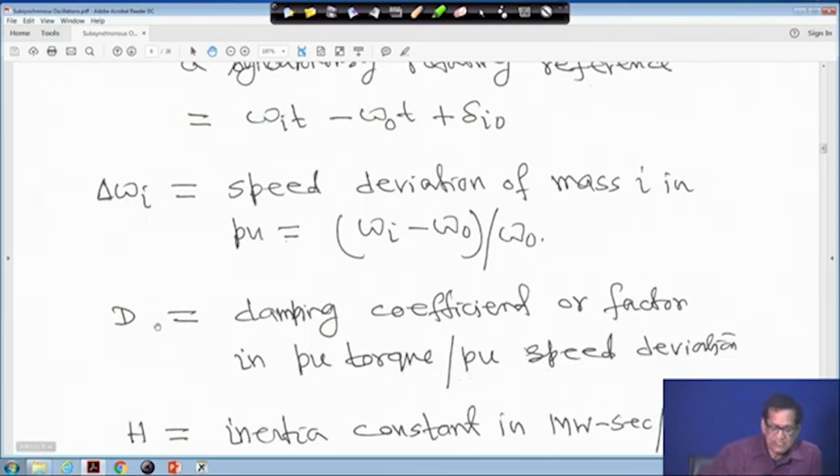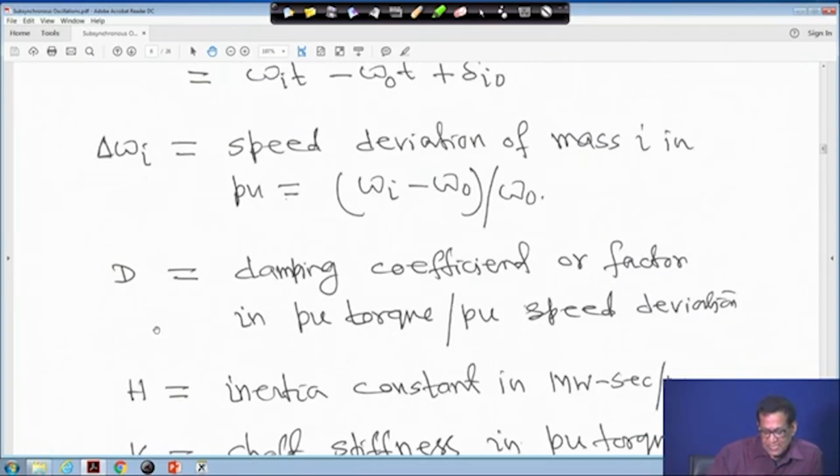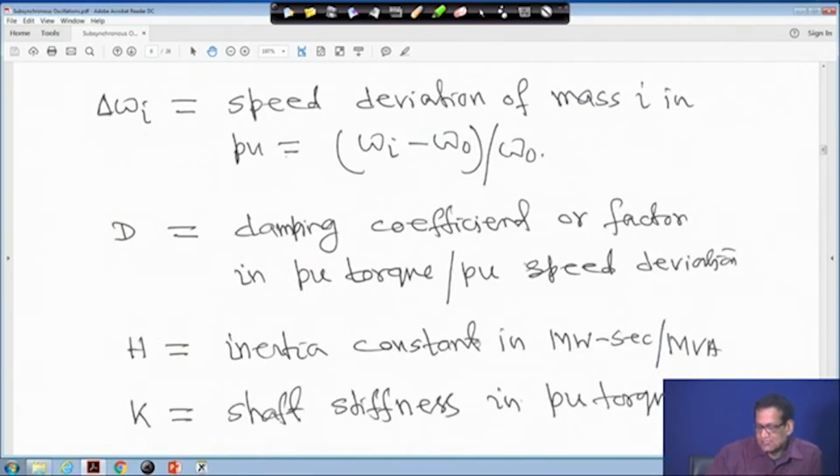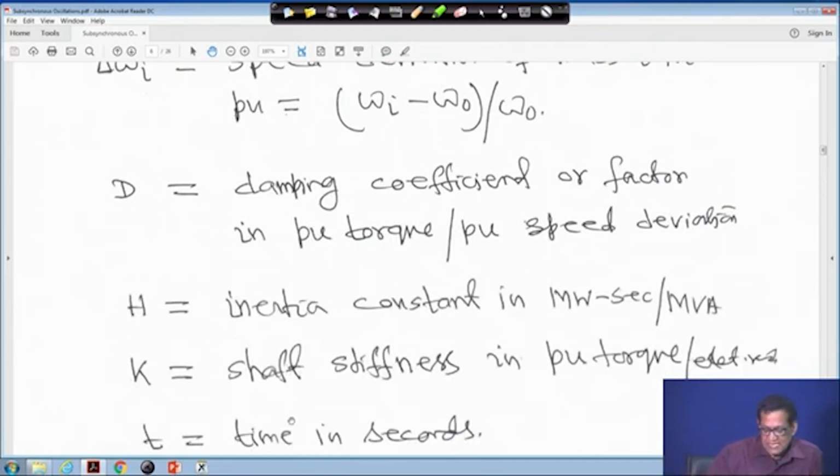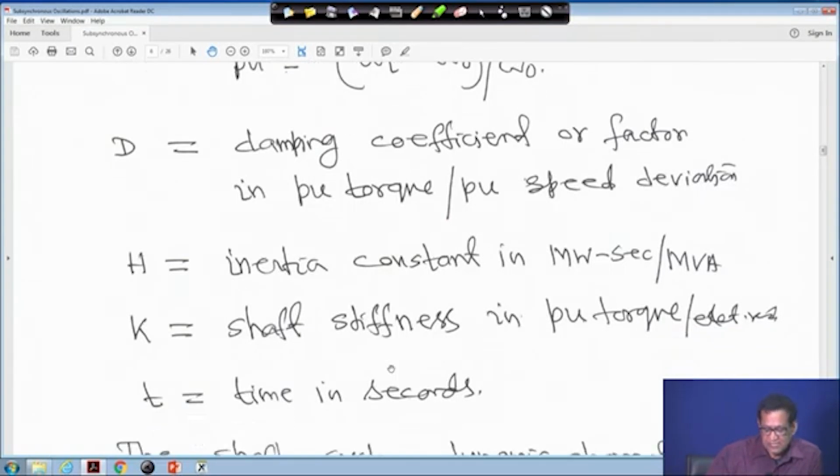speed deviation. This we have also seen, d is the damping coefficient, and H is the inertia constant in megawatt second per MVA, that means H in seconds. Megawatt by MVA is dimensionless, it is in seconds, but we write megawatt second per MVA. And K is the shaft stiffness in per unit torque per electrical radian, and t is the time in seconds.